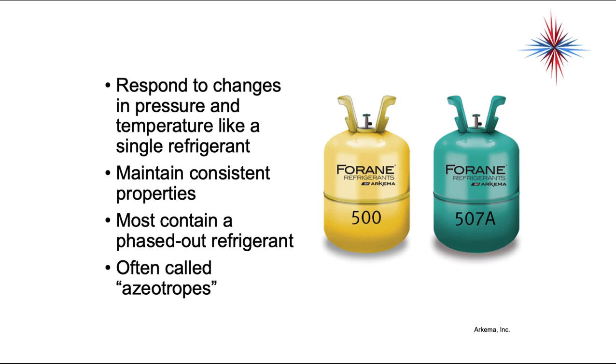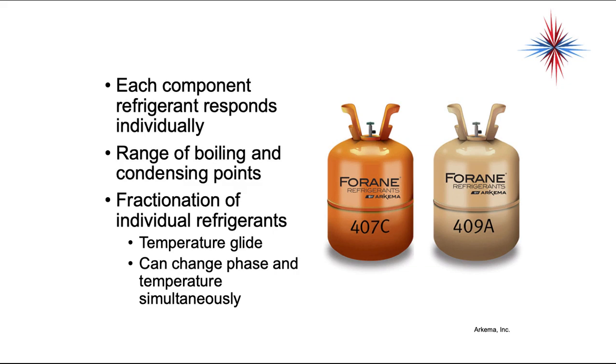They respond to changes of pressure and temperature like a refrigerant. They maintain constant properties. They most contain a phased out refrigerant. They're often called azeotropes. For some of them, each component responds individually. They have a range of boiling and condensing points. They fractionate. There's fractionation of the individual refrigerants within the systems. There's temperature glides, and they can phase and change temperature simultaneously.